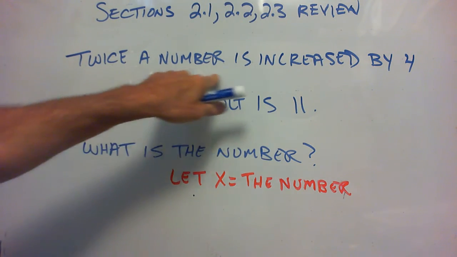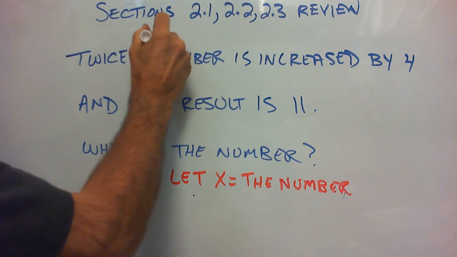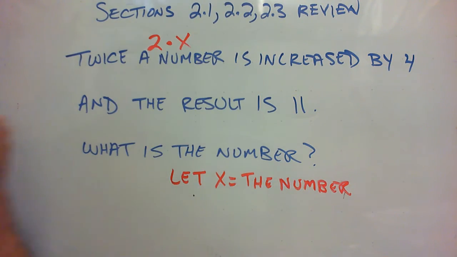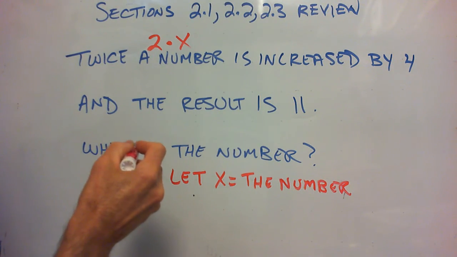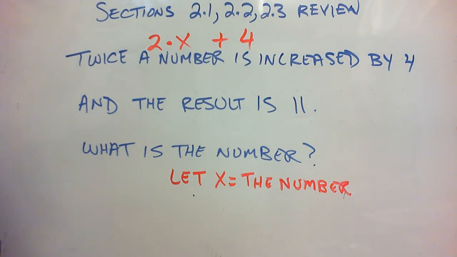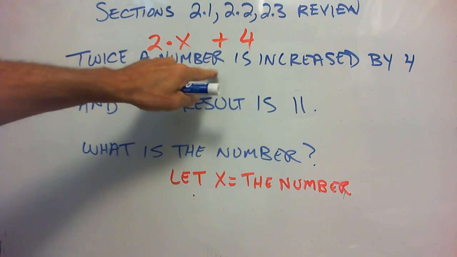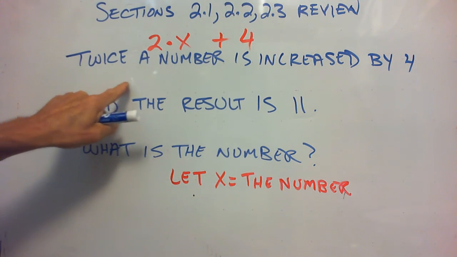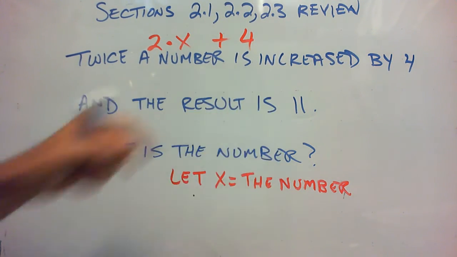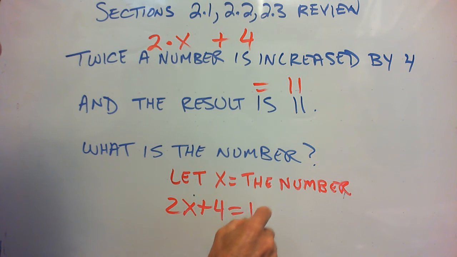And then we go through our statement here and replace the words with symbols to create an equation. Twice a number is 2 times our number x, increased by 4 would mean we're adding 4. Sometimes "is" means equals, but it doesn't here in this context. But then we get to "and the result is," that second "is" means equals. So we get the equation 2x plus 4 equals 11.